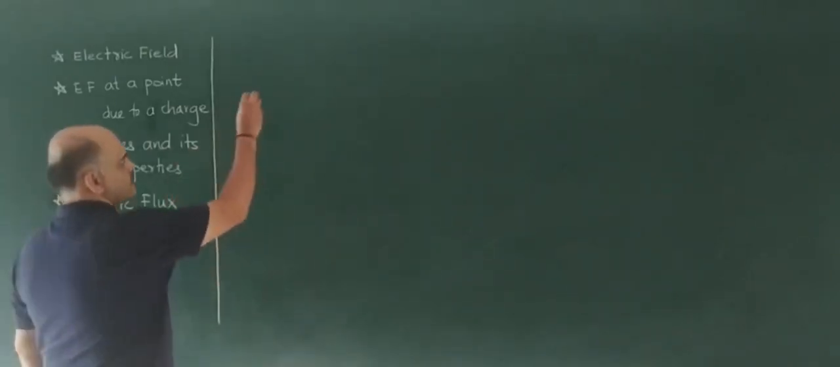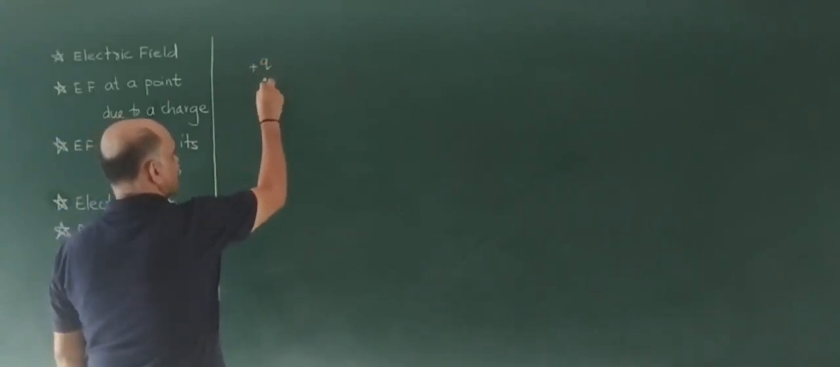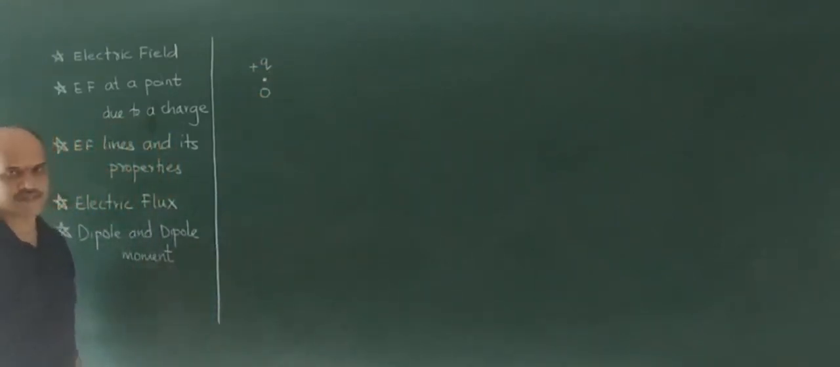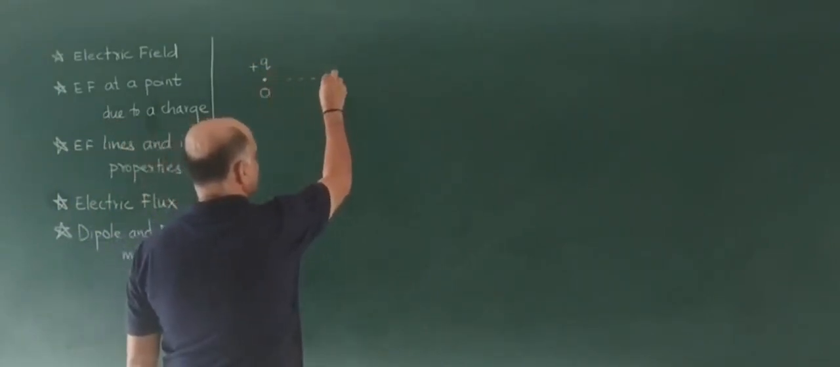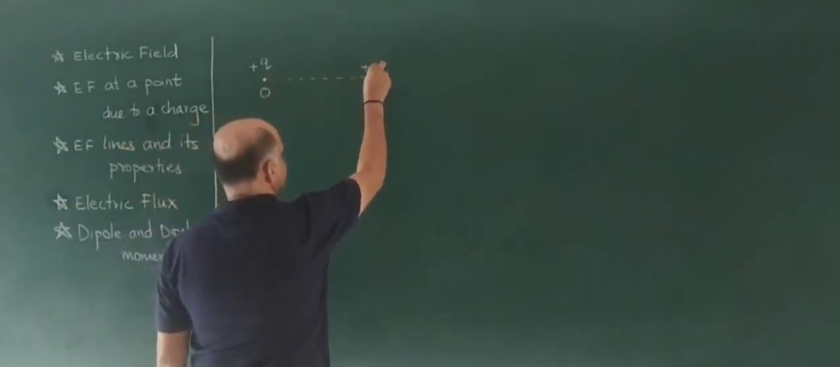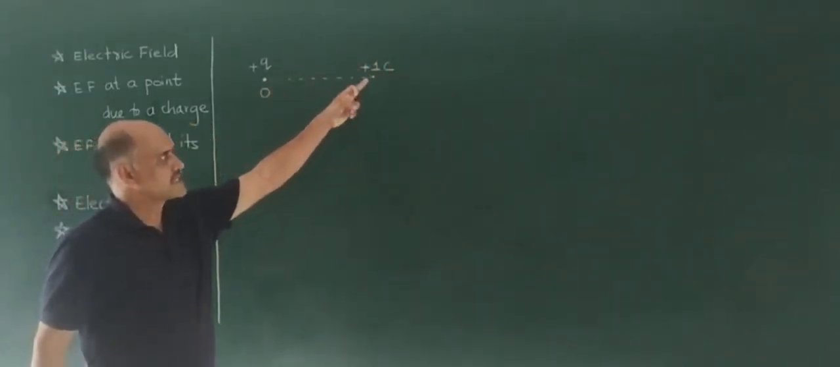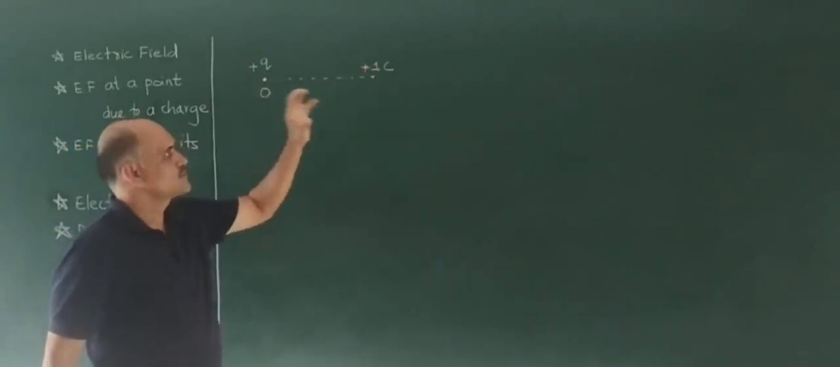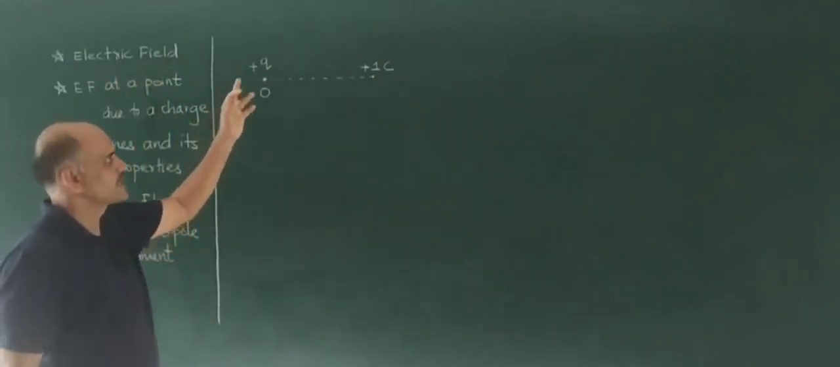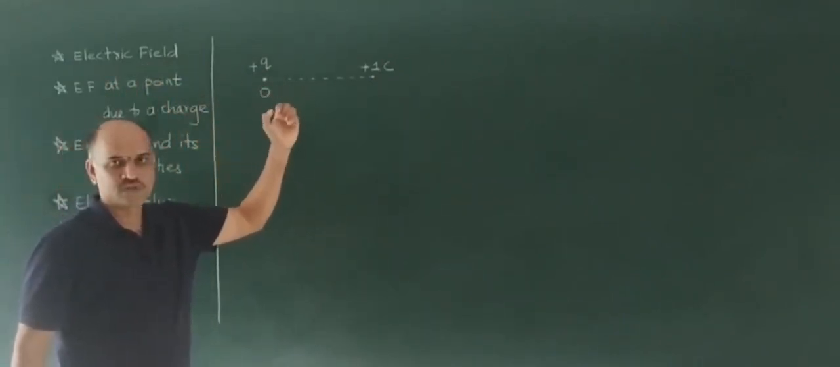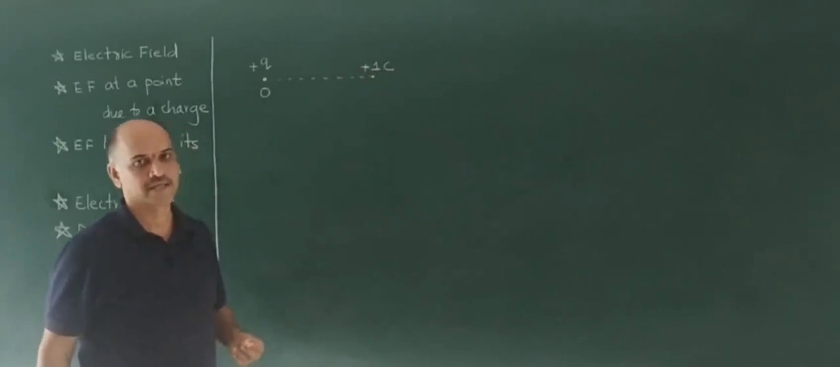Now suppose there is a point charge over here, plus Q. At point O there is a charge plus Q. Then another charge of one coulomb is placed at a certain distance, unit positive charge. Then the force experienced by this unit positive charge is called electric field. So electric field is defined as a force experienced per unit positive charge placed at a point.